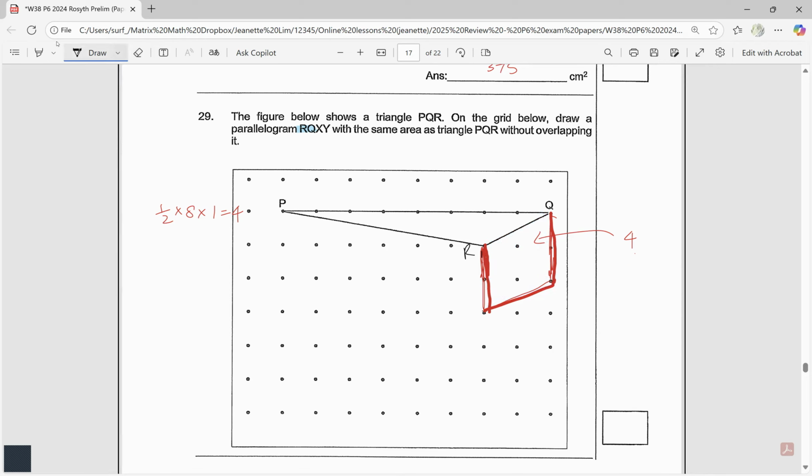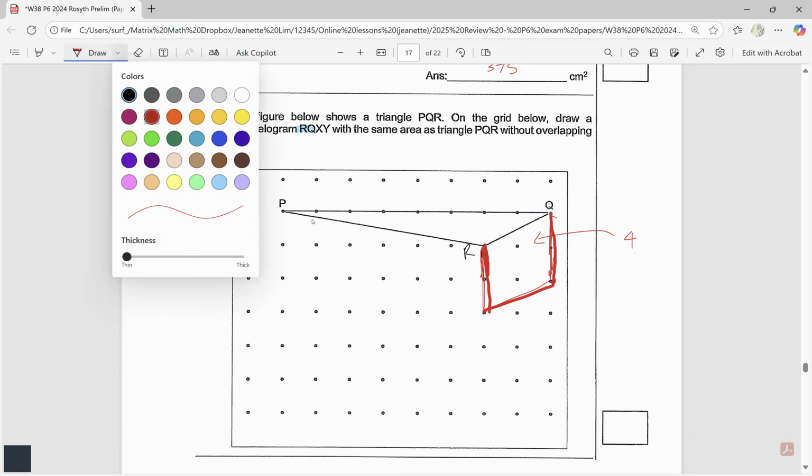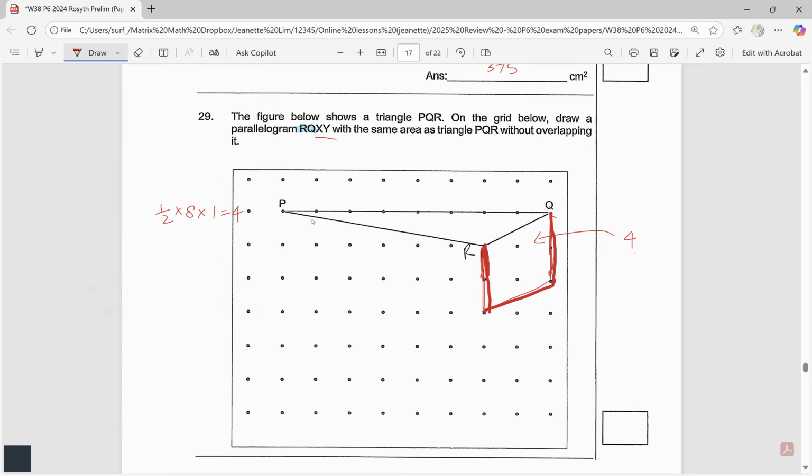So this is your answer, but with straight lines, I then label your X and Y. So make sure it goes in order. If you have R, Q, then X must be here, Y must be here. You cannot put it the other way. It has to go either clockwise or anti-clockwise. So R, Q, X, Y.